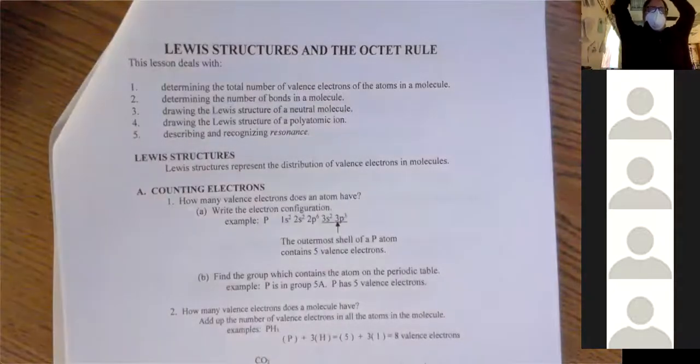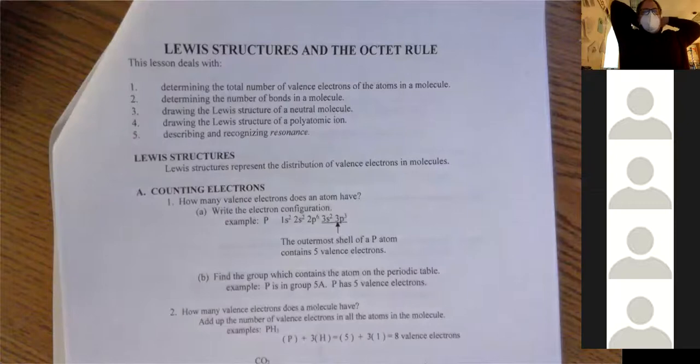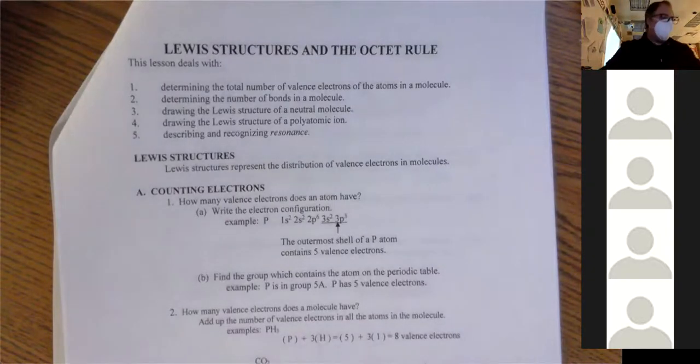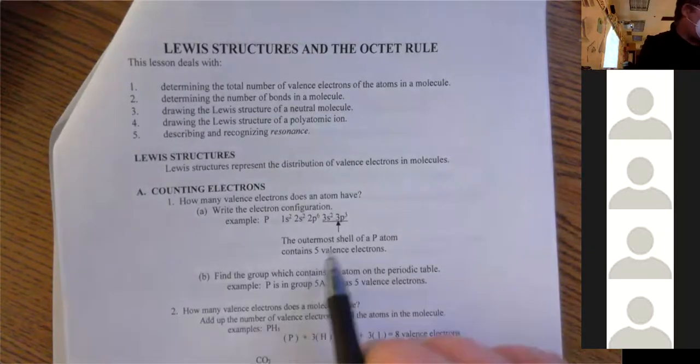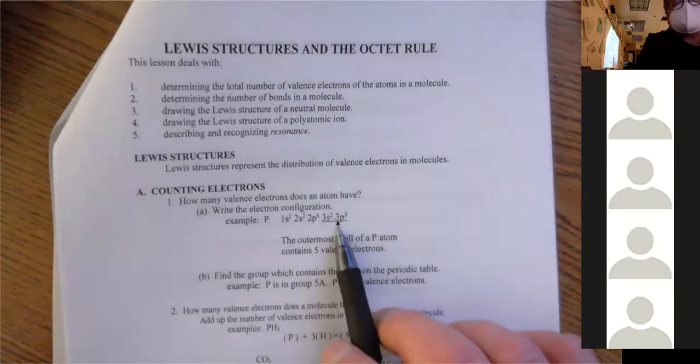So, Lewis structures and the octet rule. Basically, a Lewis structure is a way to draw out what we think a molecule might look like, how the atoms are arranged, how the electrons are arranged, and what shape they're in. This allows us to get a good idea of its character and how it might react. The first step of drawing these out is to count up the valence electrons.